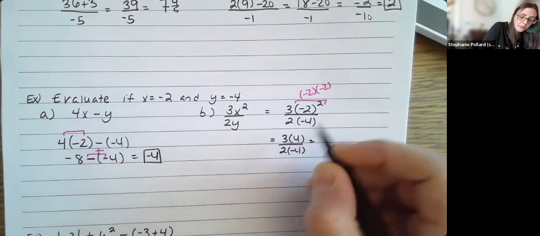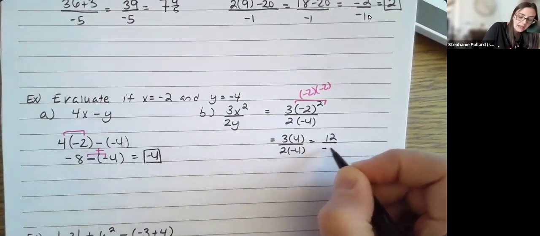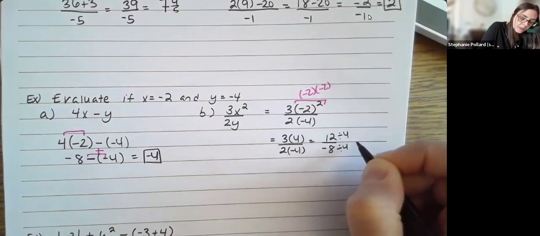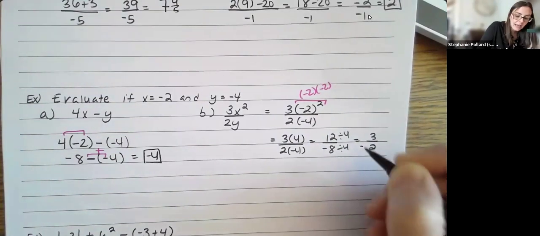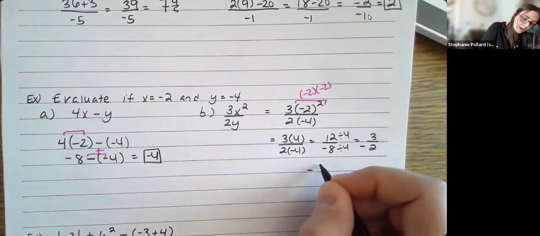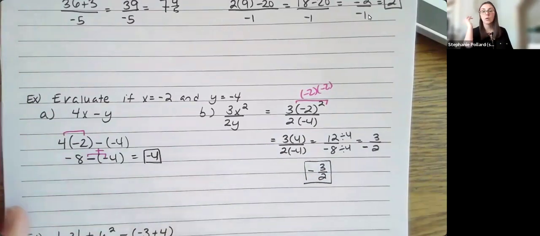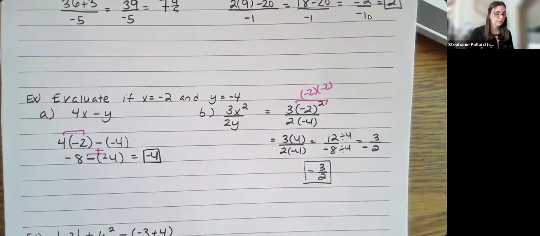So in the top, I have 3 times 4 is 12. And the bottom, 2 times -4 is -8. I can divide these both by 4, and I have 3/2 with a negative. And again, it doesn't really matter where you put that negative. You can put it on the top, in the bottom, or out front. You could also change this to a mixed number if you wanted to as well, but I'm going to leave it as -3/2.